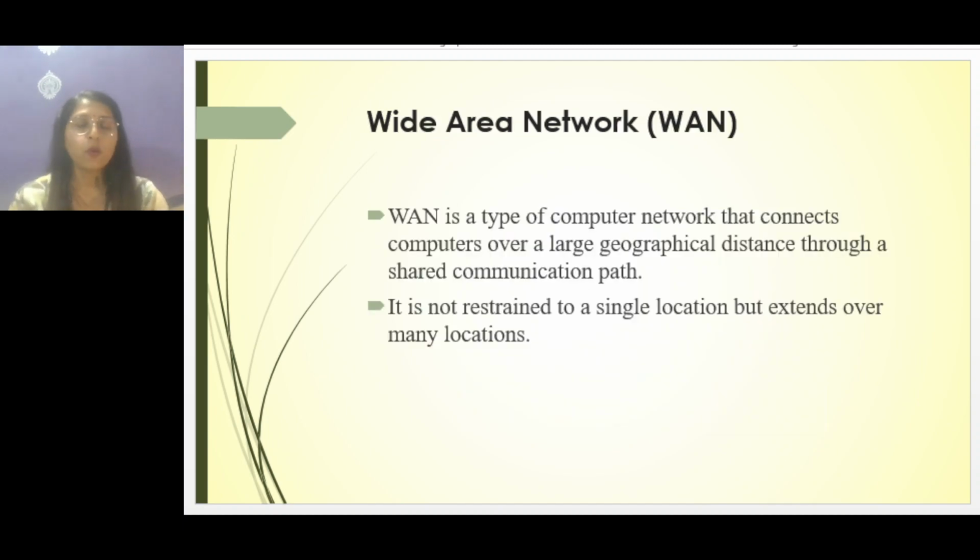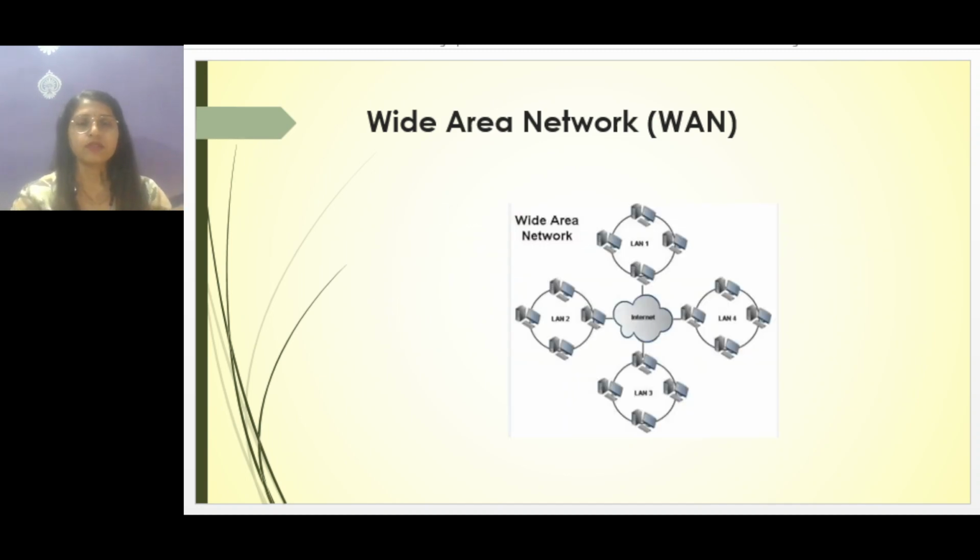And last is the wide area network. A wide area network is a type of computer network that connects computers over a large geographical distance through a shared communication path. It connects multiple LANs and there is no limitation or restraint. It can be extended to as many locations. The best example of a WAN is the internet. It provides large coverage, high performance, and increased security. All these are the benefits of the WAN, the wide area network.